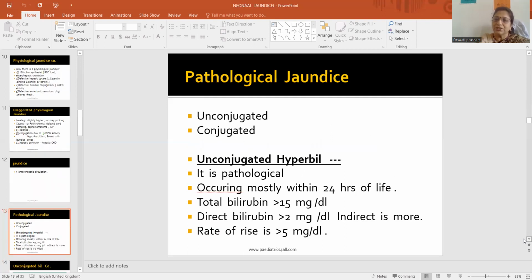Now coming to pathological jaundice, which we are worried about. It may be direct or indirect, that is conjugated or unconjugated pathological jaundice. At present, we'll discuss unconjugated pathological hyperbilirubinemia. This occurs mostly within 24 hours of life. Total bilirubin is more than 15 milligram per deciliter. Direct bilirubin is more than 2; although indirect is more, direct is also going above 2. Or the rate of rise is more than 5 milligram per deciliter per day.